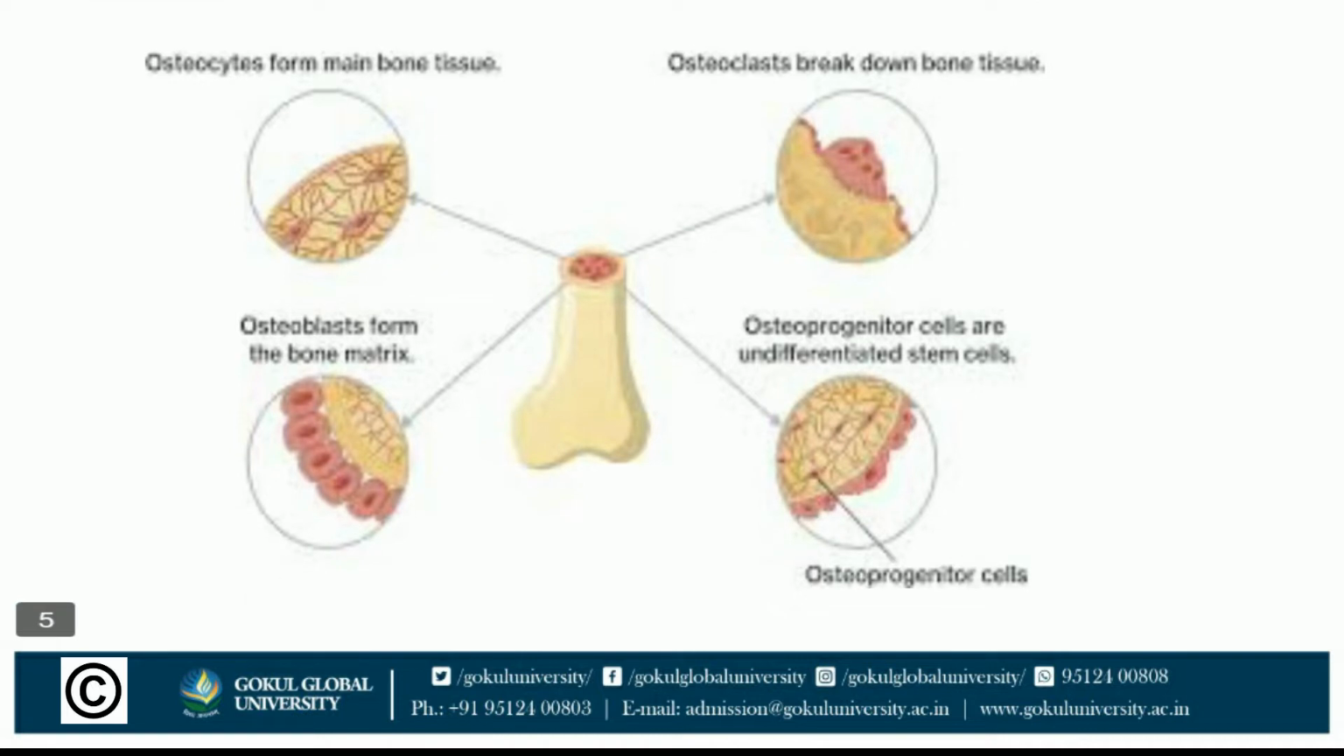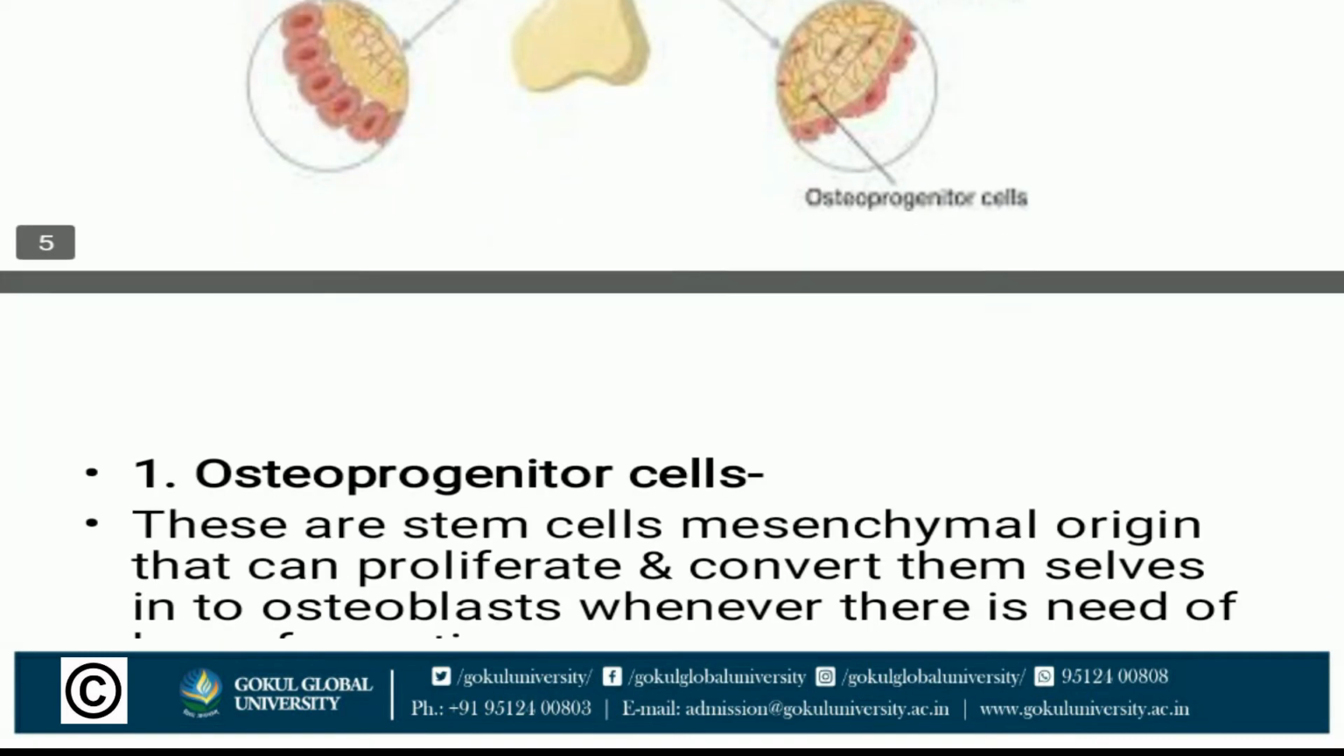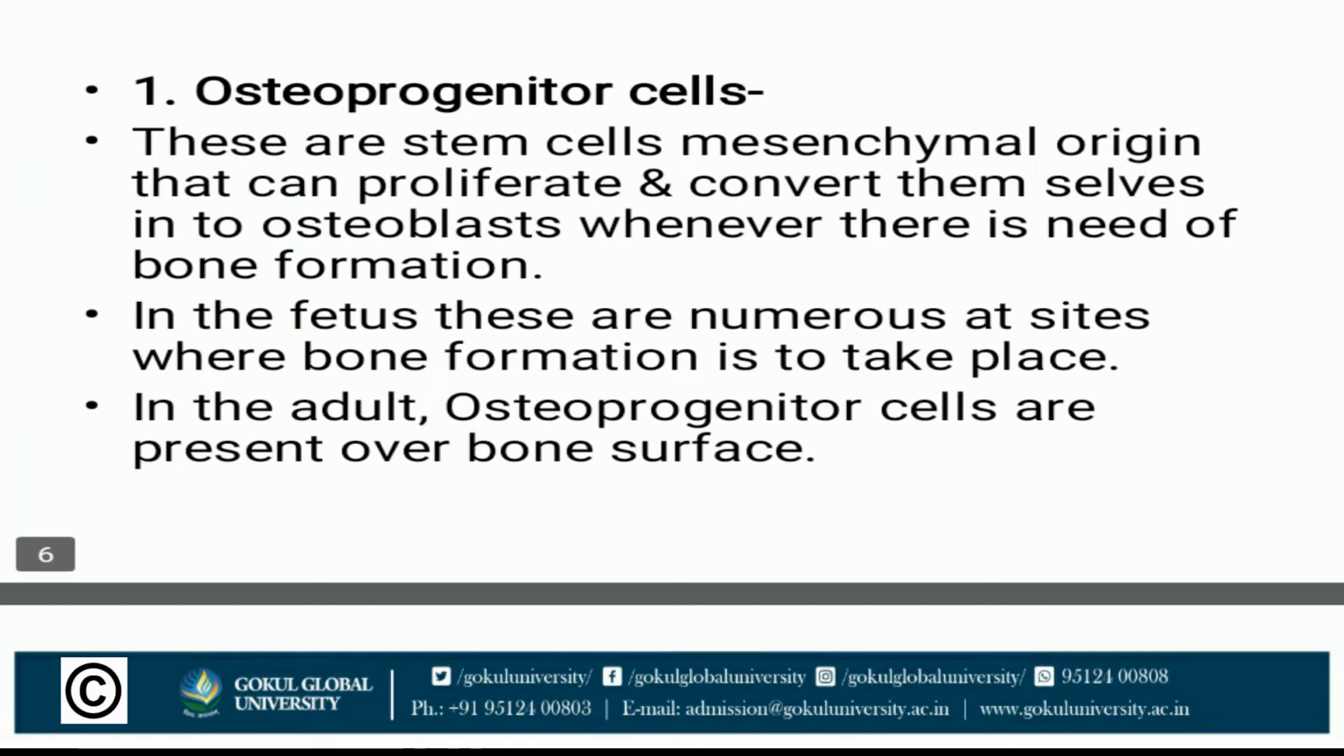Again, this diagram shows the bone cell types. First, osteoprogenitor cells are the undifferentiated stem cells. Osteoblast forms the bone matrix. Osteocyte maintains the main bone tissue. Osteoclast breaks down the bone tissue. Now we will see the individual cells, starting with osteoprogenitor cells.